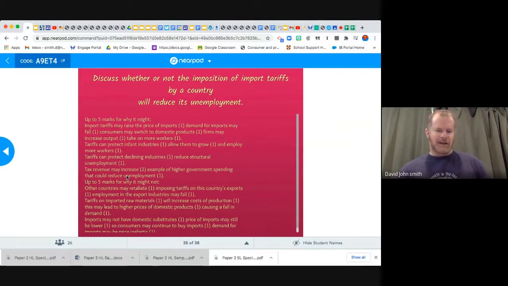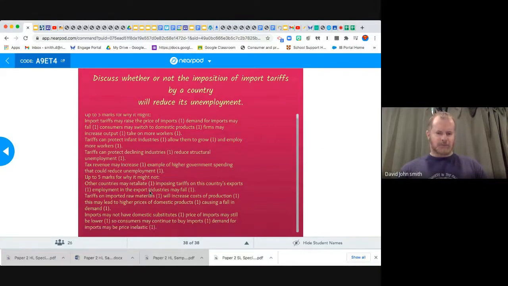Tax revenue increasing, so more government spending, and as a result of that, that could lead to reduced unemployment. Not sure that you would get to that point, but you definitely could get all of those. Other countries may retaliate, imposing tariffs, and therefore employment in export industries may fall. So that's a counter argument, so point and counterpoint. Tariffs on imported raw materials will increase the cost of production. Higher domestic prices of products causing a fall in demand, therefore fall in employment. So that again is a counterpoint.